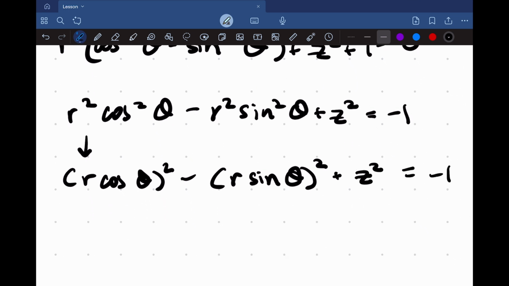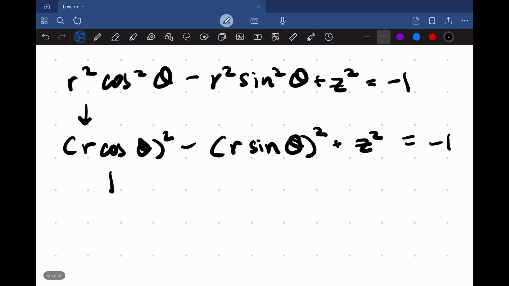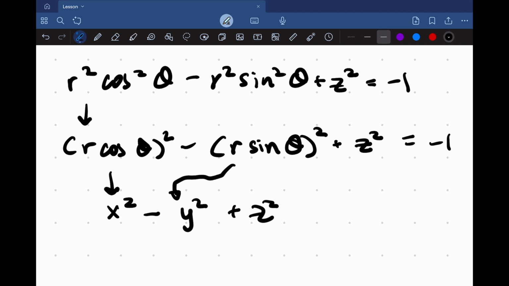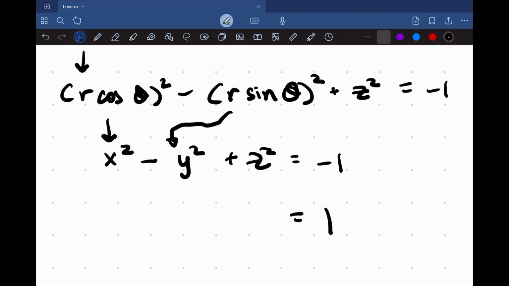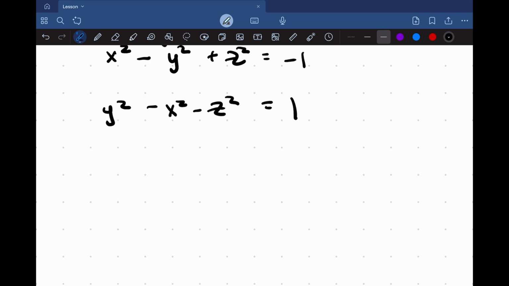So notice over here, this is x. So this becomes x squared minus y squared plus z squared equals -1. Now flipping the signs, we want the 1 to be positive here. So 1 equals y squared minus x squared minus z squared. This is a hyperboloid of two sheets because it has two negative signs over here.